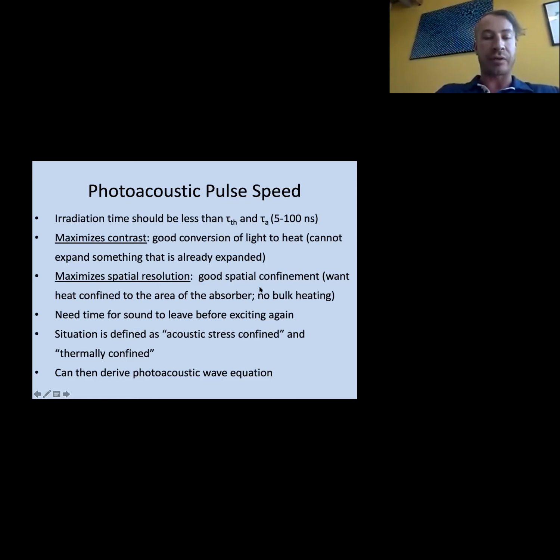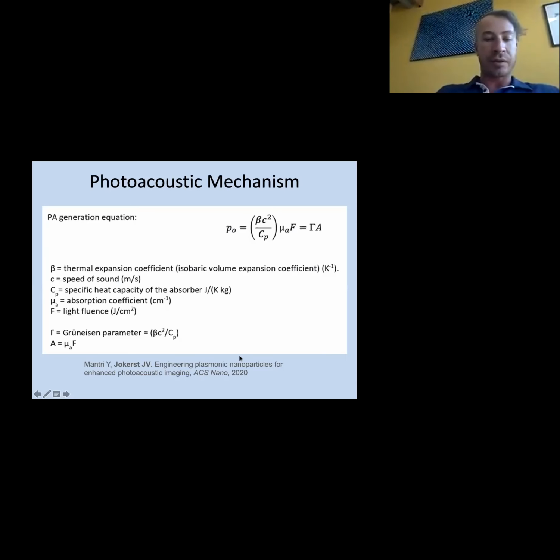You have the spatial confinement. The heat is confined to the area of the absorber. There's no bulk heating. You have time for sound to leave before you're exciting again. So this is acoustic stress confinement, thermal confinement. And this, which I'm not going to derive in detail, can be used to generate the photoacoustic generation equation.